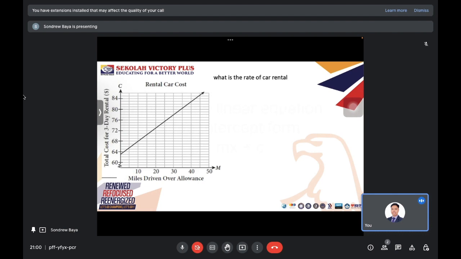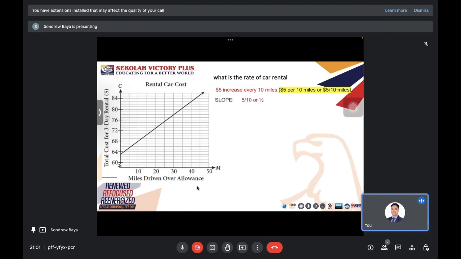For those who were able to get it right, the rate of car rental here is an increase of $5 every 10 miles. Now, this is actually the slope or the rate of change. This tells us how the cost, which is your y, in dollars changes every time your x changes as well. Remember, the change in the y per unit change in x is simply your slope.